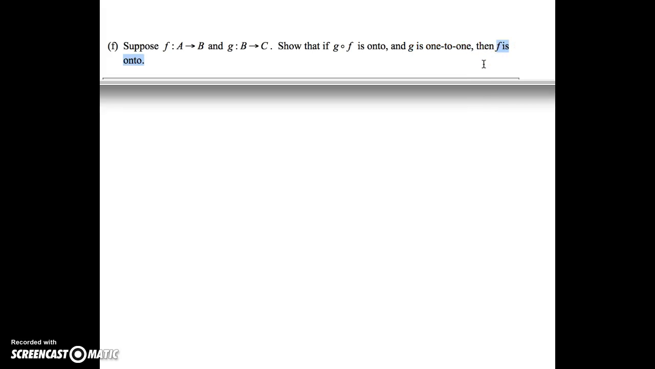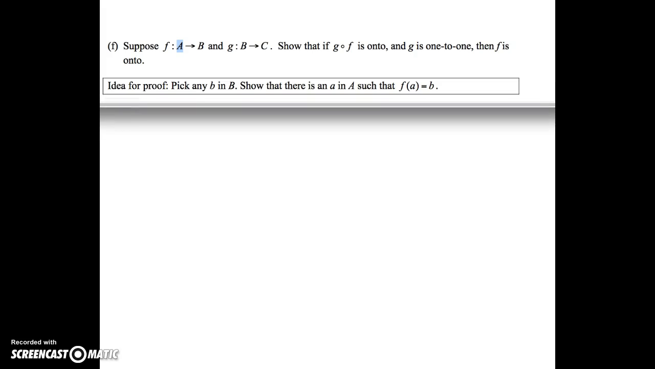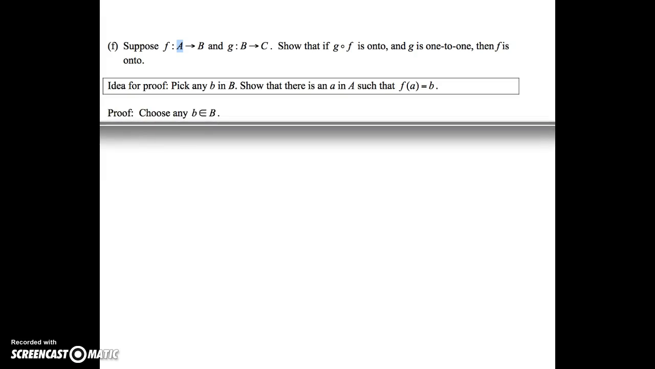To prove something is onto, we need to pick any element in the codomain of F, which is B, and show that we can get that element of B from some element of the domain of F, which is A. So that's what I've got here in my idea for the proof. We'll pick any B in the codomain, capital B, and show that there is an element A in the domain of F such that F of A equals B. And that will show it was onto. So first I'll choose any B in the codomain of F, capital B.